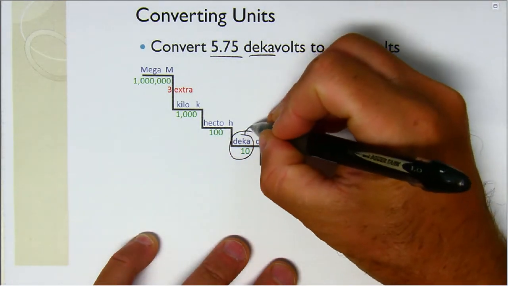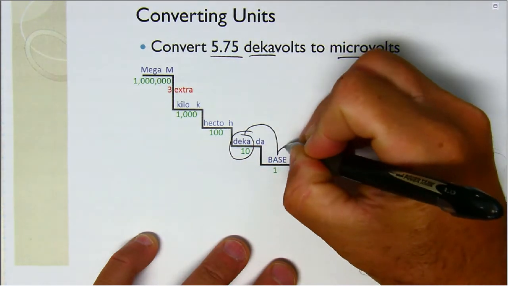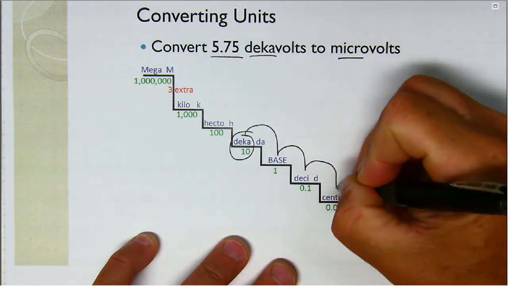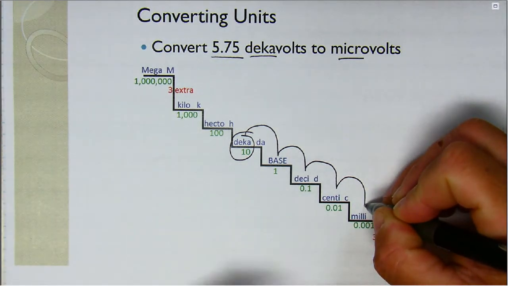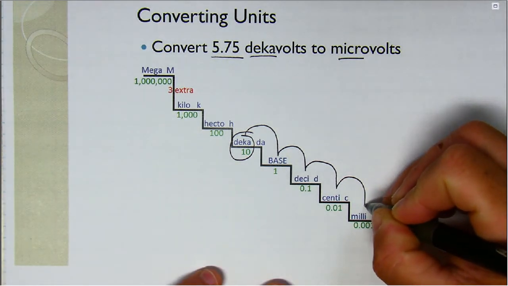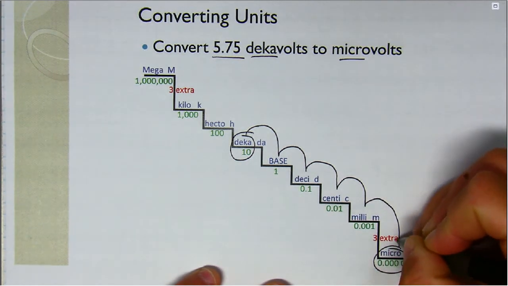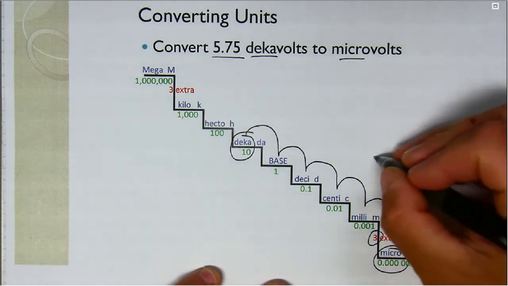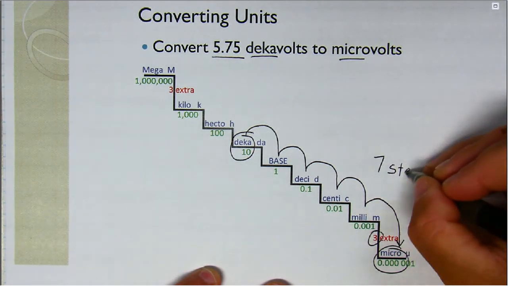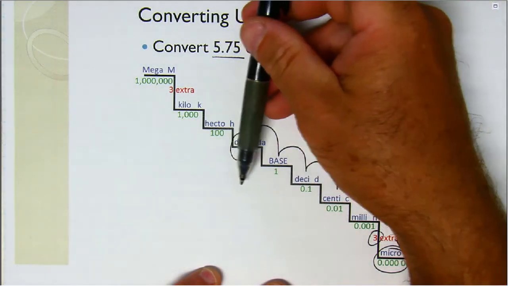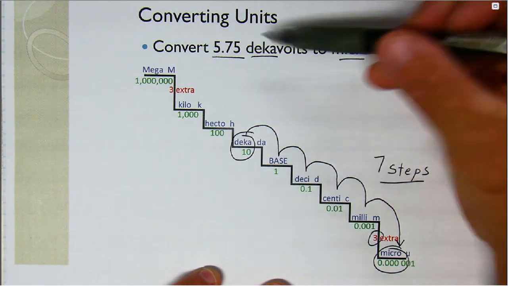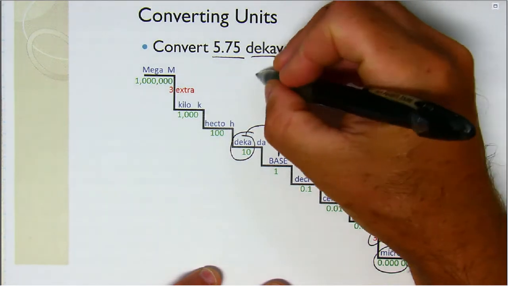So from deca, it's 1 to base, 2, 3, 4. Now the end steps where it says 3 extra, we have to count as 3. So we're at 4. We're not going to call it 5. We're going to call it 5, 6, 7 because that's 3 steps. So it's 7 steps. And most importantly, it's not just 7 steps, it's 7 steps to the right on our stairway. So we're going to move that decimal place 7 places to the right.